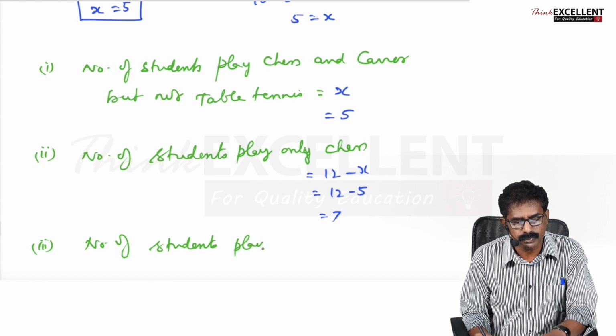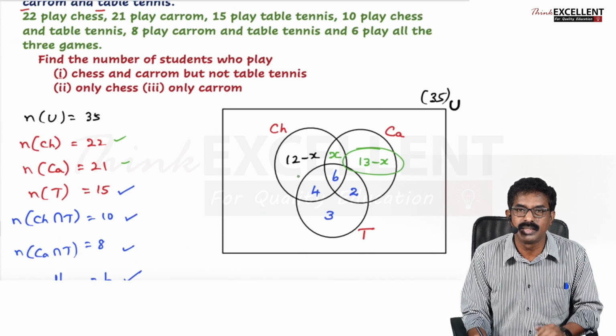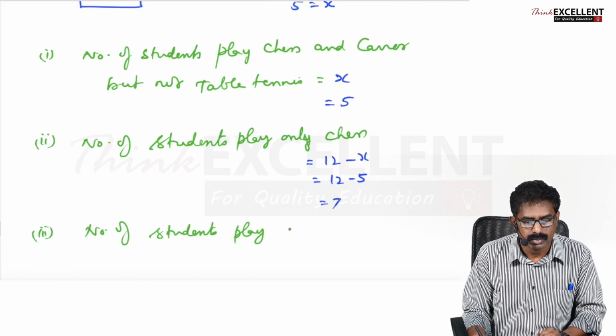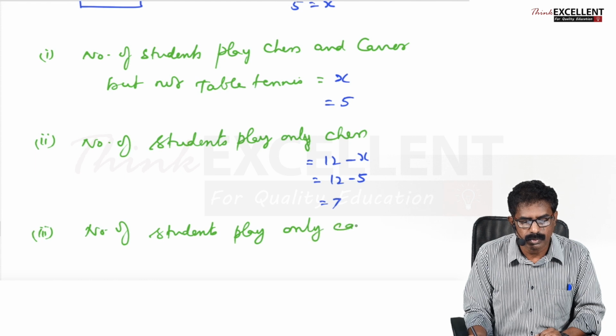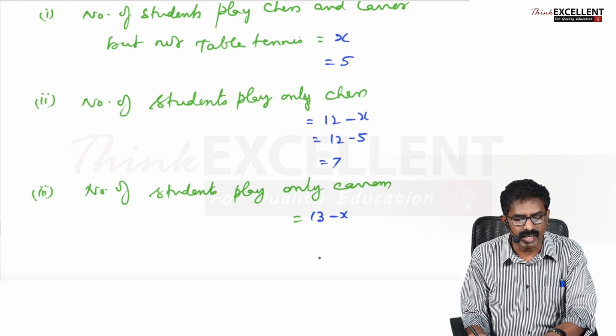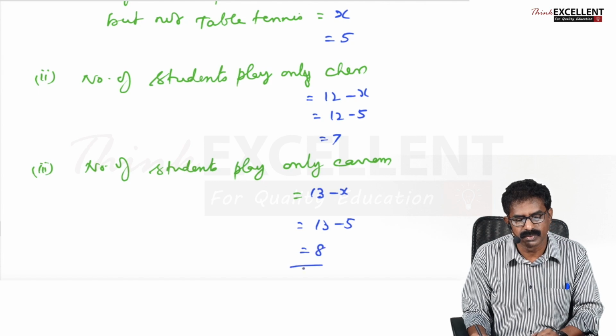And the third subdivision, number of students who play, what they asked? Only carom. Only carom is what? 13 minus x, right? Equal to 13 minus x. X value 5, so 13 minus 5, so the answer is 8.